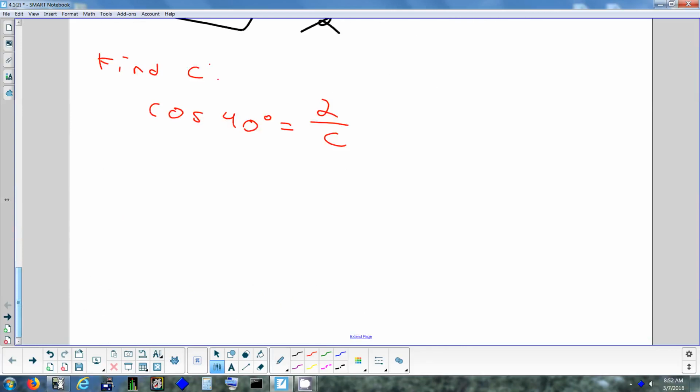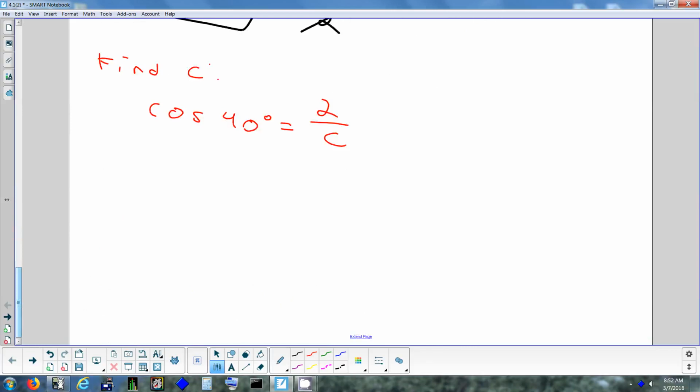And what really ends up happening here is the C and the cosine 40 can just switch places. And you get C equals 2 divided by cosine 40. Okay. The first time I'll show you why that works, but from now on, I'm just going to flip the C and the cosine 40.